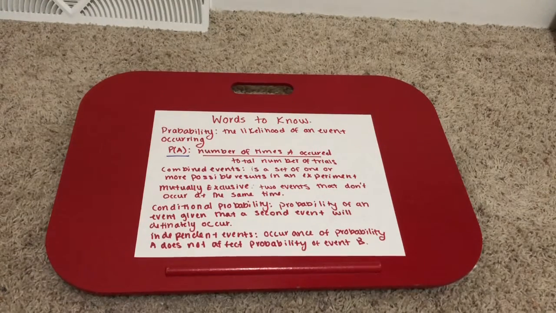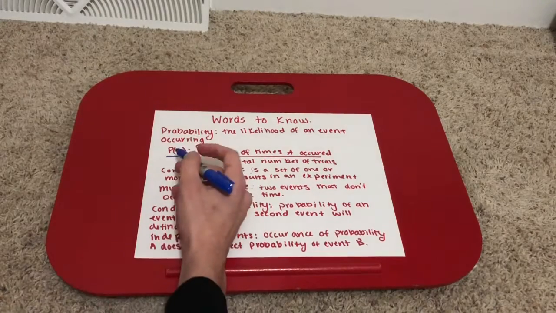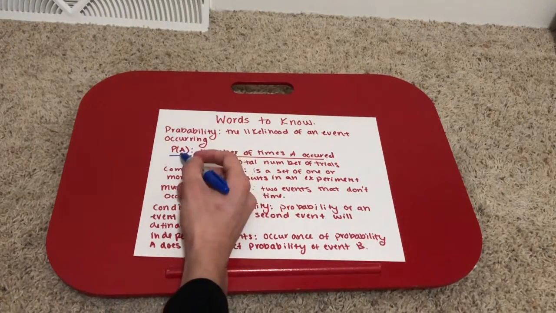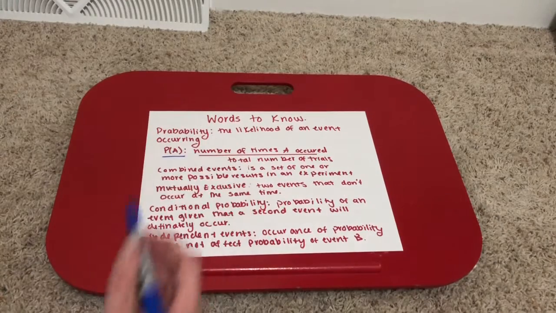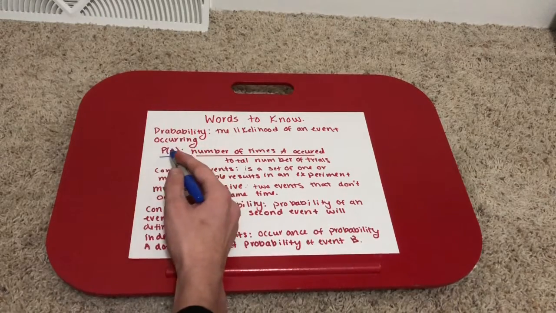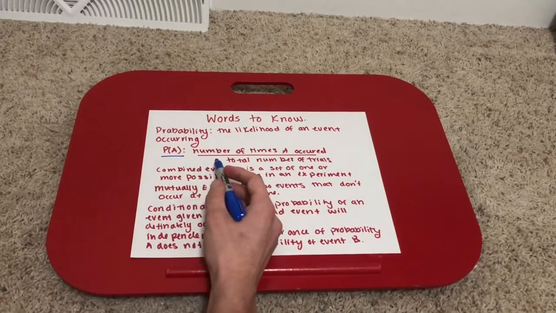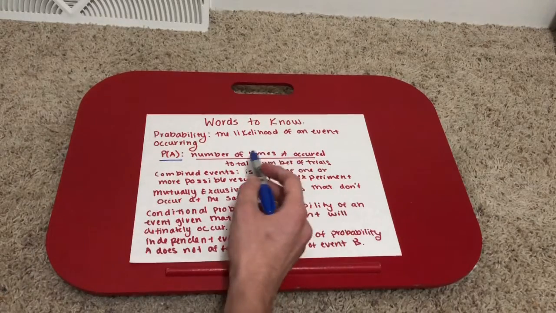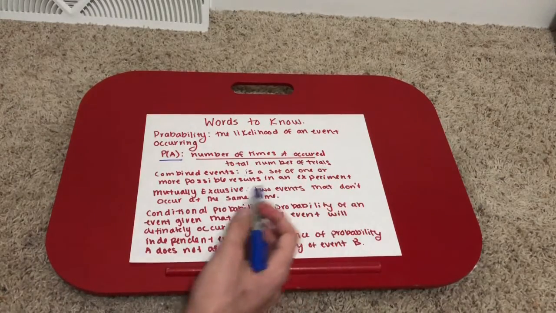First things first, we need to know the words that I'm going to be using in this video. The first word you need to know for probability is the word probability. The definition of probability is the likelihood of an event occurring. Sometimes we represent this as P(A), which is the probability of A happening, or P(B), or whatever is in the parentheses, which basically means the number of times A occurred over the total number of trials.